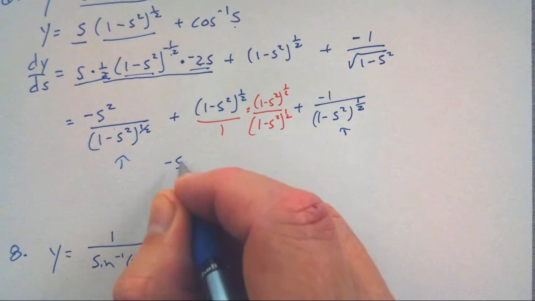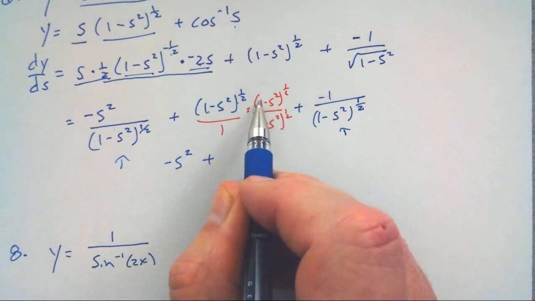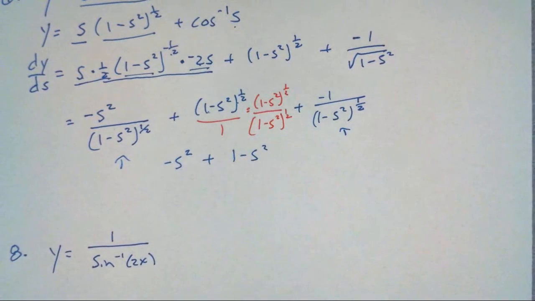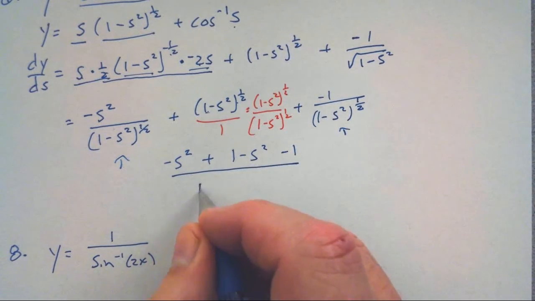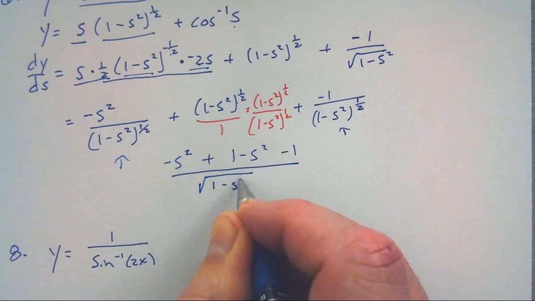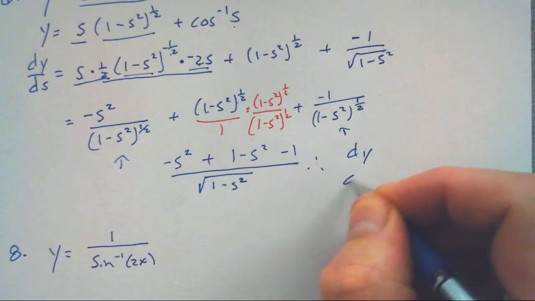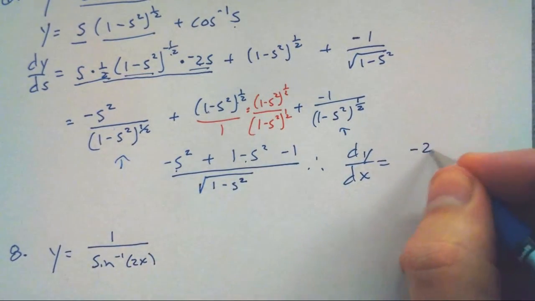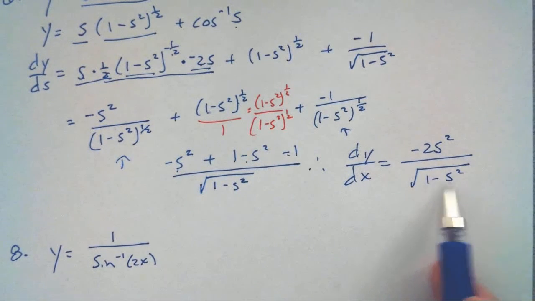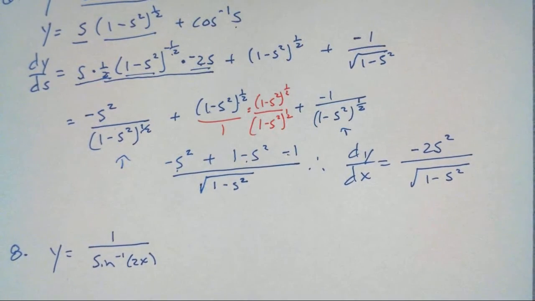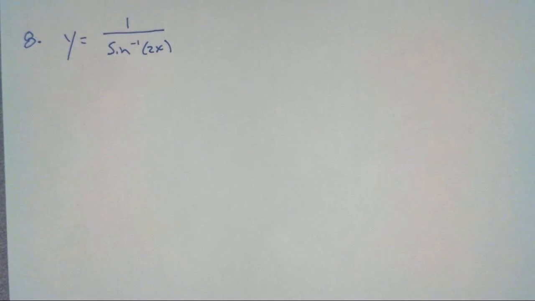In addition to that, negative s squared plus, this would be a square root of something times square root of itself is just 1 minus s squared. I've got plus negative 1 or minus 1 all on. Now I'm going to go ahead and write this as square root of 1 minus s squared. So I end up with dy dx is negative s squared minus s squared minus 2s squared, 1 minus 1 cancel, all on square root of 1 minus s squared, or quantity 1 minus s squared to the negative 1/2. Okay, not too bad. That had some interesting reducing.